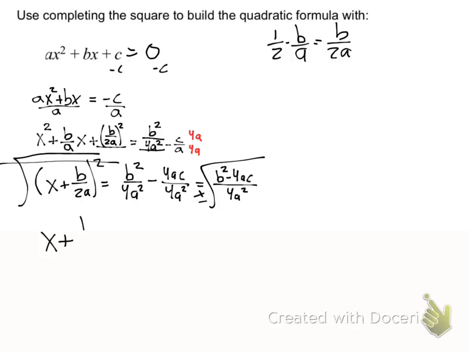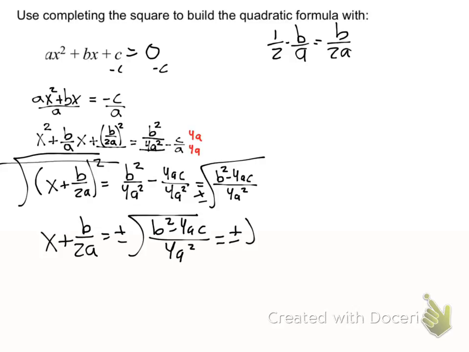So x plus b over 2a is equal to plus or minus the square root of b squared minus 4ac all over 4a squared. But wait a minute. We're square rooting a fraction. What can we do? I could square a fraction on top and bottom, so I can do what with a square root? Separate and square root the top and square root the bottom. So it would be plus or minus the square root of b squared minus 4ac all over the square root of 4a squared.